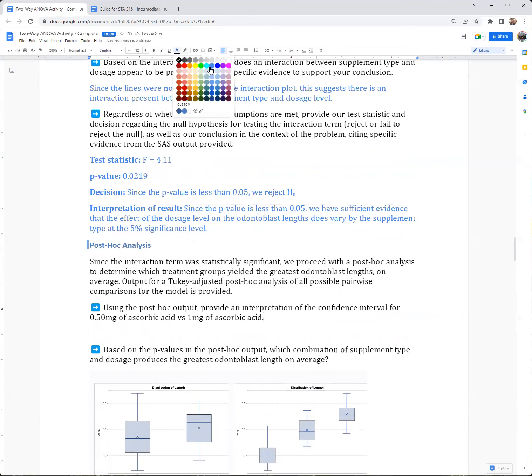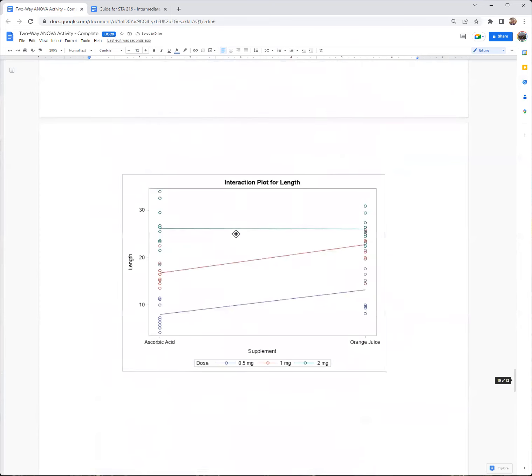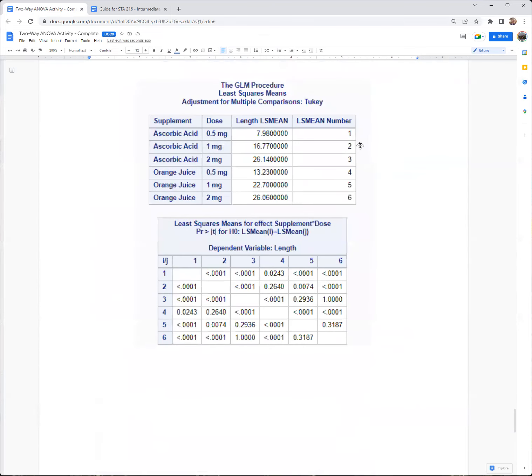So we get a lot of information from the post hoc. If we scroll all the way down here, there are essentially 6 different treatment groups, so every combination of supplement type and dosage. Here's the average odontoblast lengths for each of them. And then here, just like the post hoc for one-way ANOVA, is a matrix or table of p-values for 2 sample t-tests comparing all pairwise combinations of the 6 different groups.